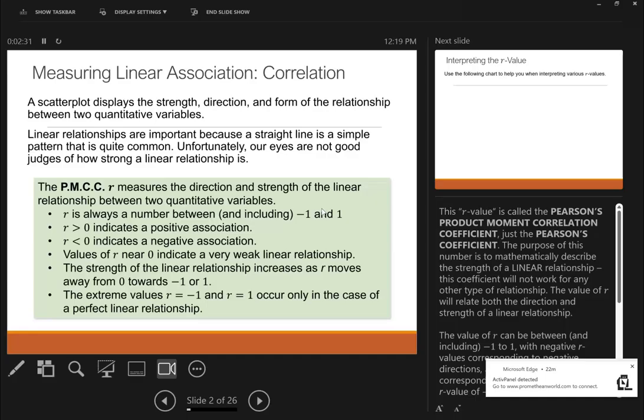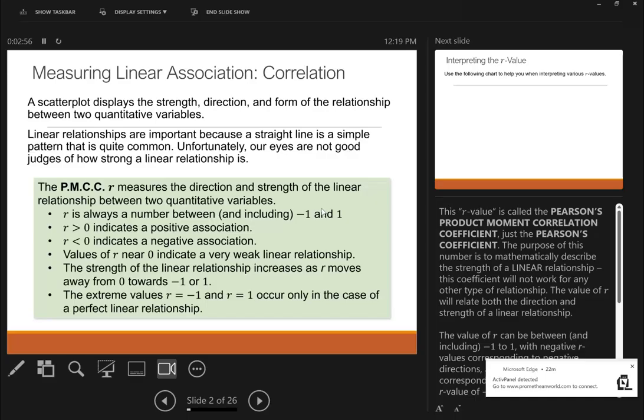Positive R values indicate a positive direction. Negative R values indicate a negative direction. Values near 0 indicate a very weak linear relationship. Probably it also implies approximately no correlation between the two variables, that what you have is something like a random mess.